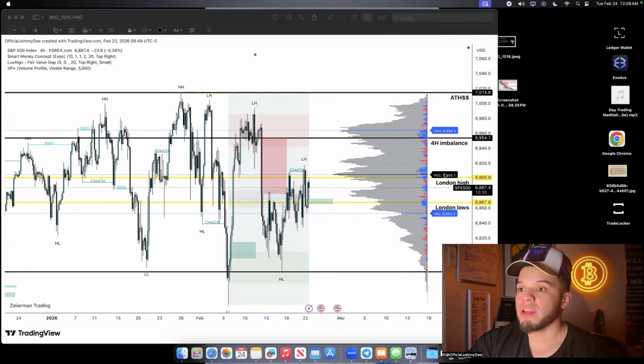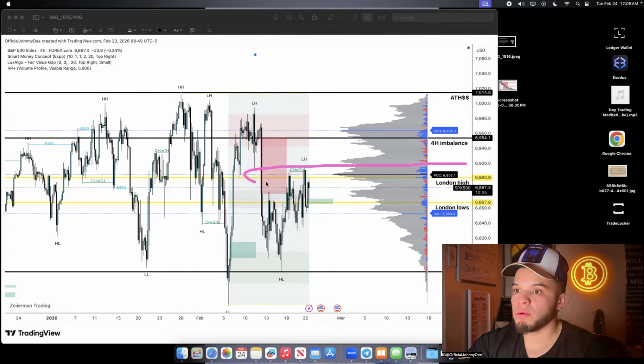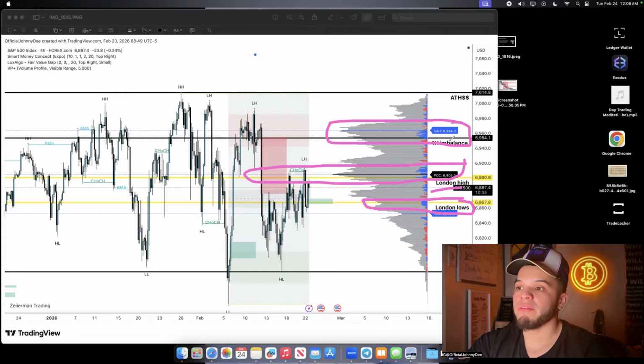We also have, ironically, this is why my markups are very, very key, we have my point of control on the volume profile nearing right where my London high is, and then we have a low volume node right at my London low, and then we have a value area high right where my 4 hour imbalance basically is.